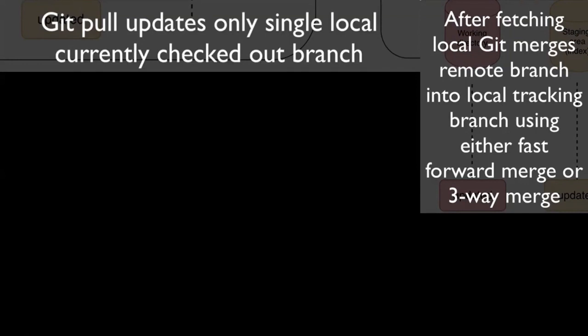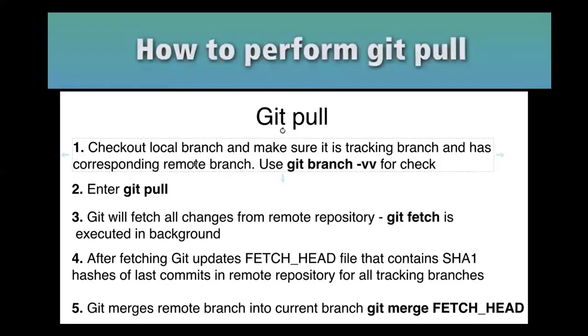So when we fetched the remote branches into local tracking branches, Git merges the remote branches into the local tracking branch using a fast forward merge. What is a tracking branch? I told you in one of my previous sessions: a tracking branch is a connection between a local branch and the remote, or we can say GitHub. Okay, in the next slide, how to perform git pull.